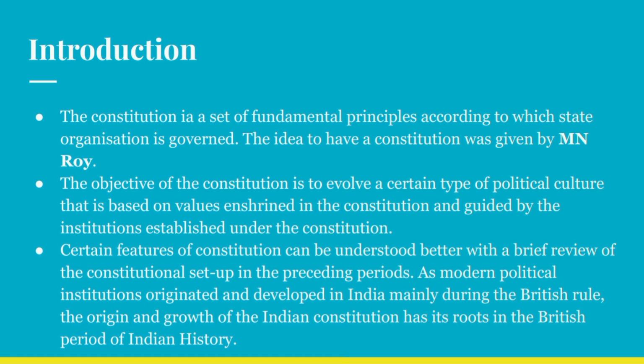Now look at the third point. Certain features of the constitution can be understood better with a brief review of the constitutional setup in the preceding periods. We need to go back to understand the constitution better. As modern political institutions originated and developed in India mainly during the British rule, the origin and growth of the Indian Constitution has its roots in the British period of Indian history. So we need to go back to the British period to understand our constitution better. First, we can start with the Company Rule.